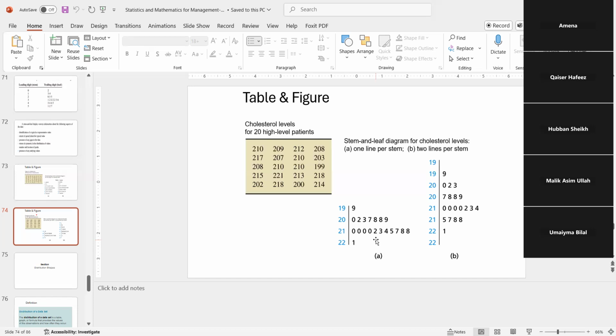And then there is only one peak observation, or one peak located at the 210 to 219 cholesterol range, which we were seeing. There are no gaps in it, there are no outlying observations in it. Okay. Now, what we have tried to learn here in Figure B, let's quickly finish it off.